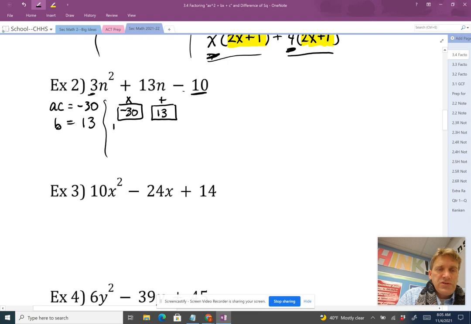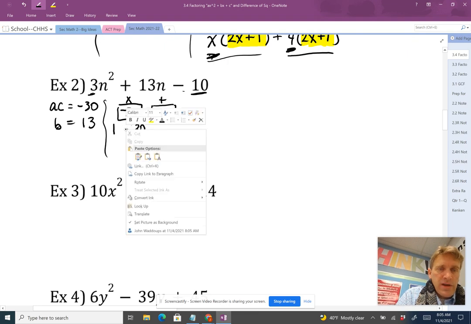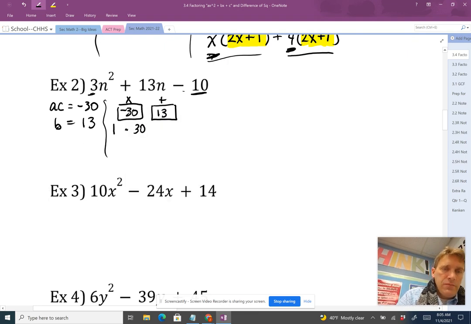I usually start with 1 times 30. Now, I need to put a negative on there because only with one number positive and one number negative being multiplied will you get a negative result. But since 13 is positive, I'm going to put the negative on the smaller number. Negative 1 times 30 is negative 30. Negative 1 plus 30 is positive 29. Now, those are not the numbers we're looking for because it needs to add to 13.